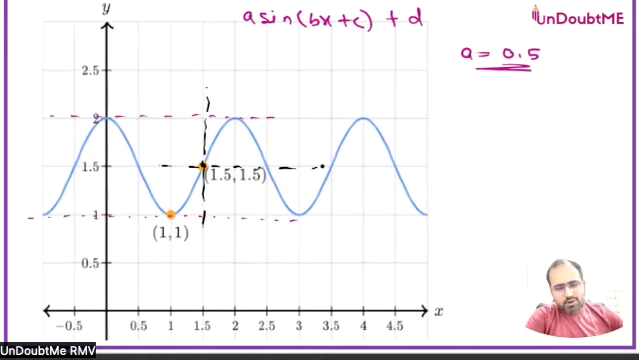Okay, so instead of starting from 0, 0, it has been starting at 1.5, 1.5. I can say that it has been shifted by 1.5 units upwards. At least upward transformation I can very easily see. Vertical shift of 1.5. So d is 1.5.